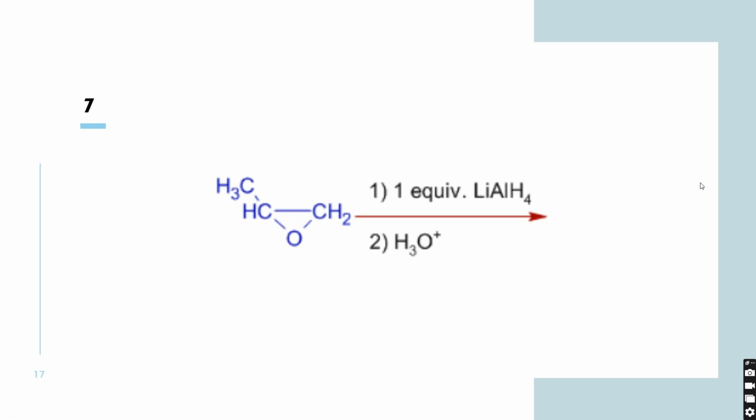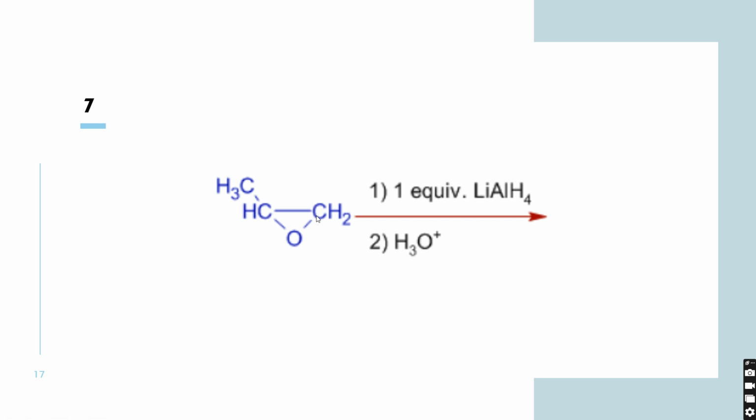So another question is coming from LAH, which is a very easy question. You are given an epoxide here. This is propylene oxide, and you have to treat it with one equivalent of lithium aluminum hydride followed by the hydrolysis step. So you have two positions of the epoxide from which the incoming hydride can attack and open up the epoxide ring.